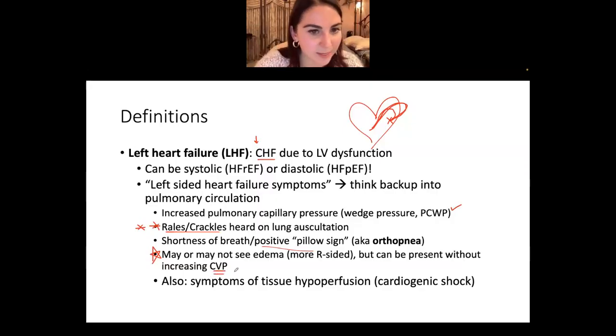More so look at that CVP. That's going to tell you more about your right-sided failure. And then finally, you're going to see symptoms of hypoperfusion. So everything we talked about with cardiogenic shock, they're going to be cold, metabolic acidosis, the hematocrit levels might be weird, things like that.